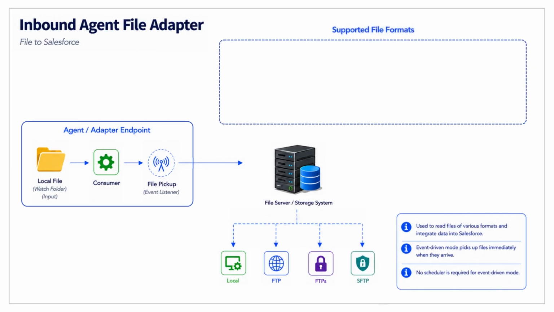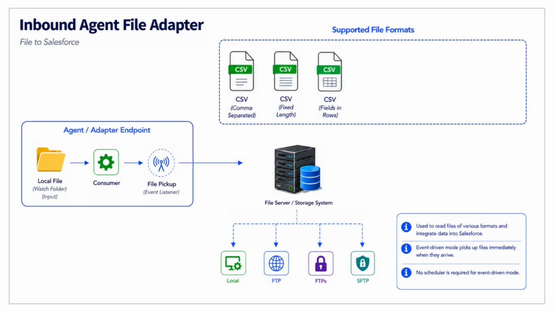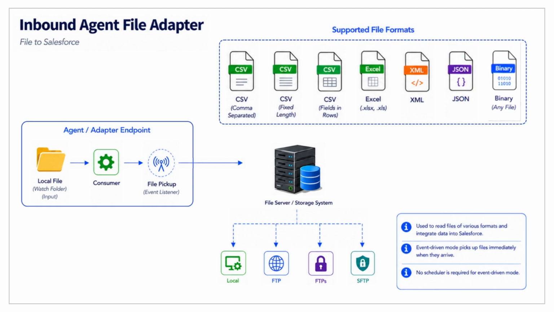The Inbound adapter also supports different file formats, including CSV, CSV fixed length, CSV fields and rows, Excel, XML, JSON, and binary. After the file is picked up and read, the data is sent securely through HTTPS to Salesforce. Salesforce is the final target system in this inbound process. The data will be processed inside Salesforce based on the SKYVVA interface and mapping configuration.